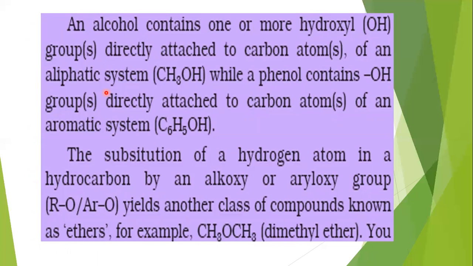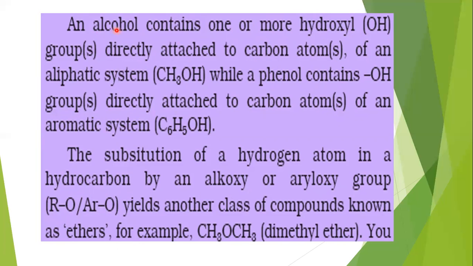Now let us see. An alcohol contains one or more hydroxyl OH groups directly attached to carbon atom or atoms of an aliphatic system, while phenol contains OH groups directly attached to carbon atom or atoms of an aromatic system.